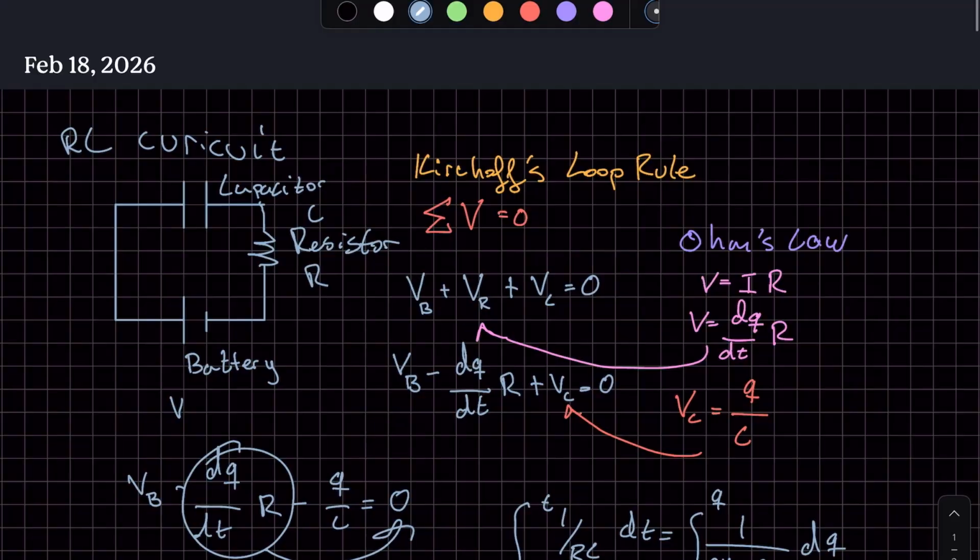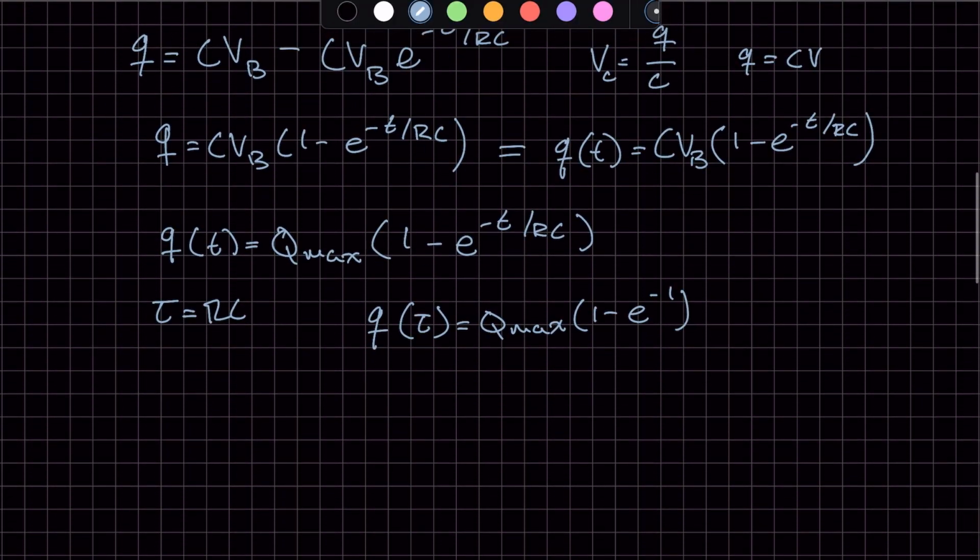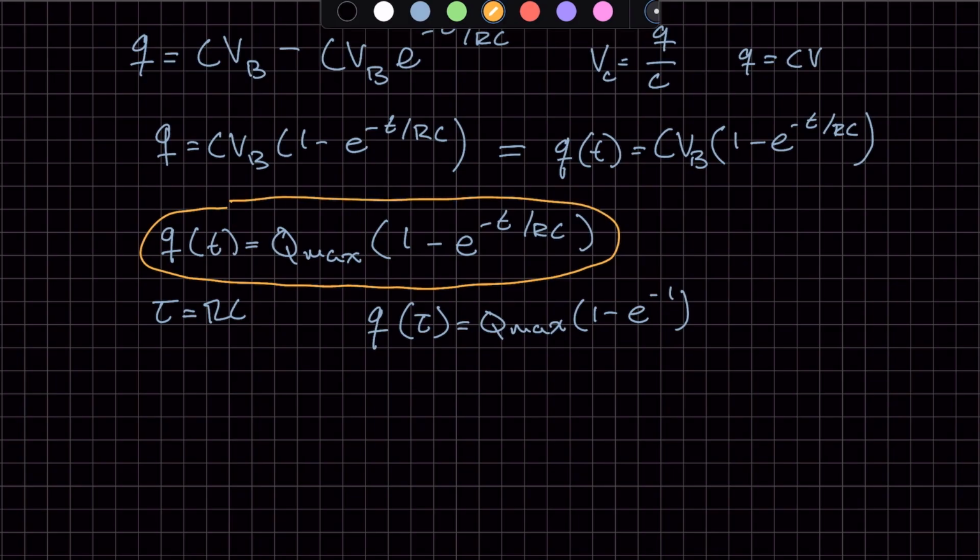And this is a really beautiful derivation. It's one of my favorites, and that's just why I wanted to show you it. And this is our final answer. Q as a function of time is equal to Q max times 1 minus e to the negative t over RC.